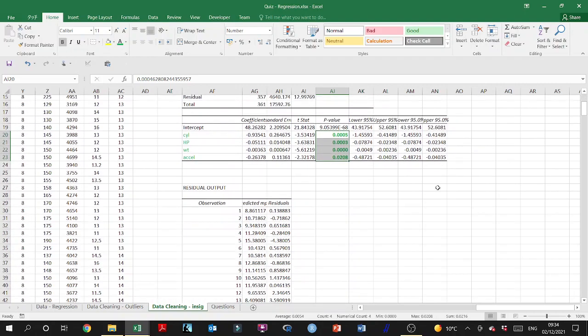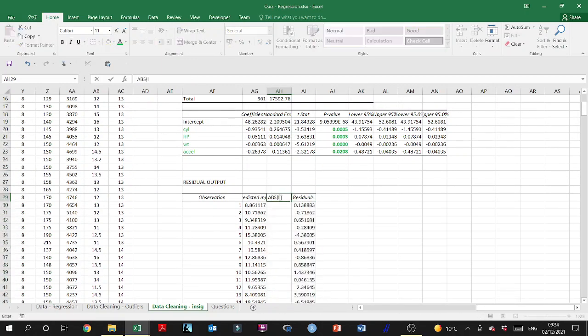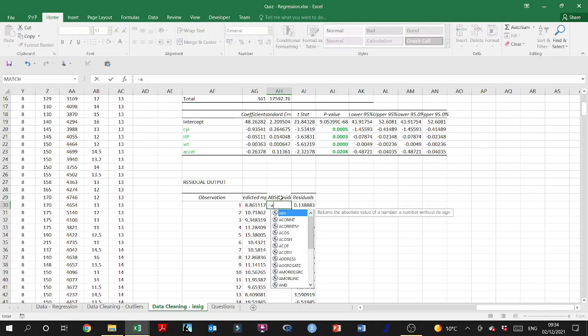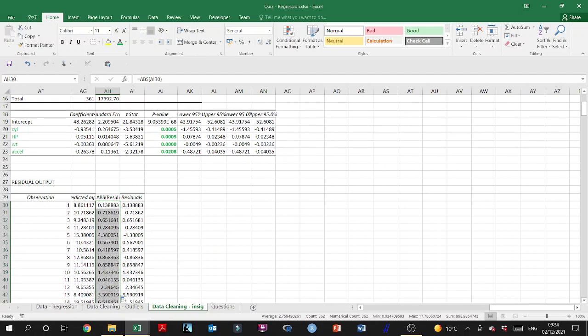So now let's take a look at the other assumptions of linear regression. I usually like to put absolute residuals here. I'm going to put it like that. This is a very interesting bonus question.